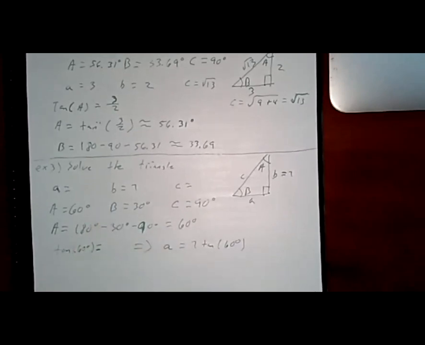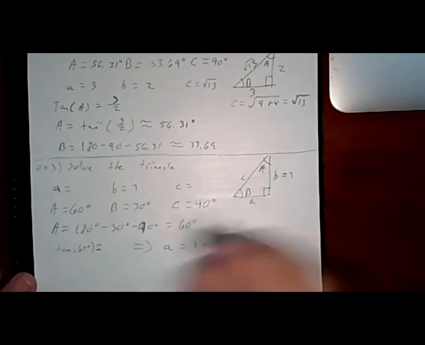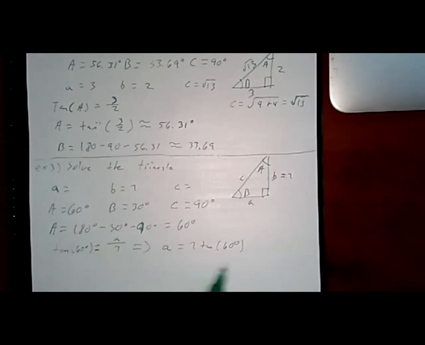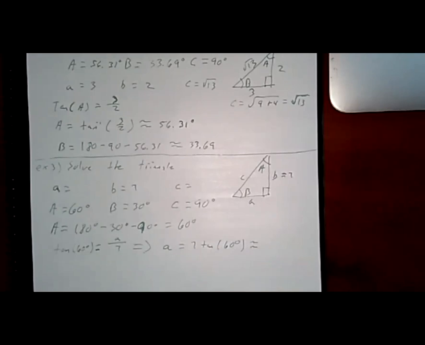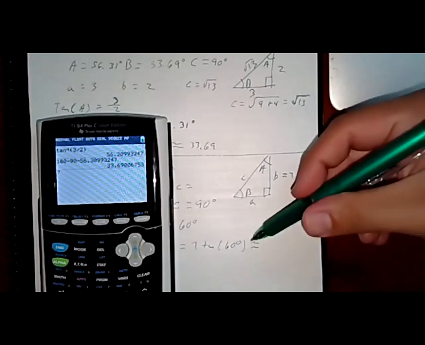All right, so tangent of 60 is equal to, we got 60 up here, so a opposite over adjacent. Solve for a would get you here. Plug that into your calculator and we'll have a. That will be the exact value.